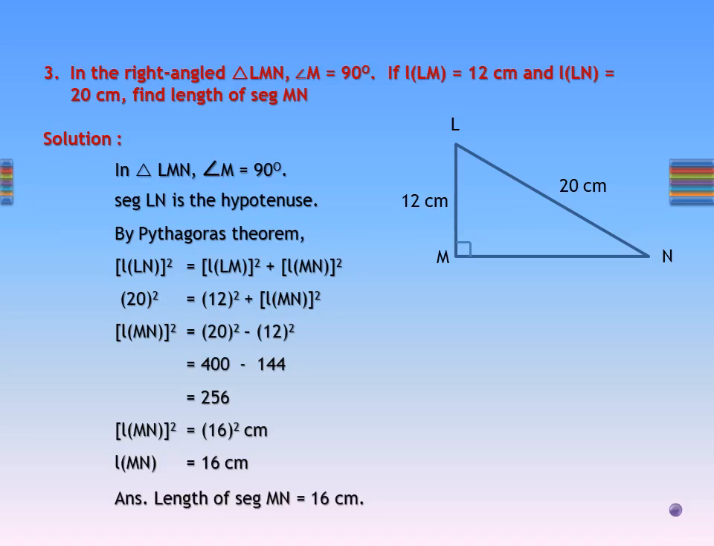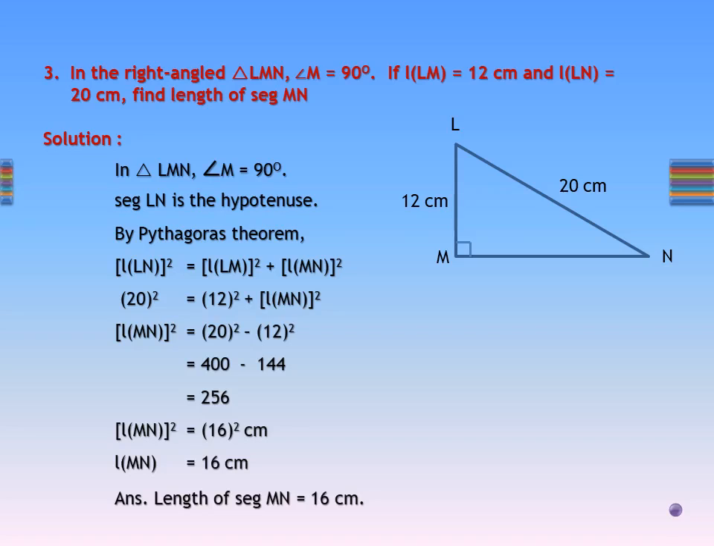So we have to find length MN square. So we'll write length MN square equals to 20 square minus 12 square. 20 square is 400 and 12 square is 144. So we'll write 400 minus 144, which comes to 256. So length MN square equals to 256 and 256 is 16 square. So we can write length MN square equals to 16 square.